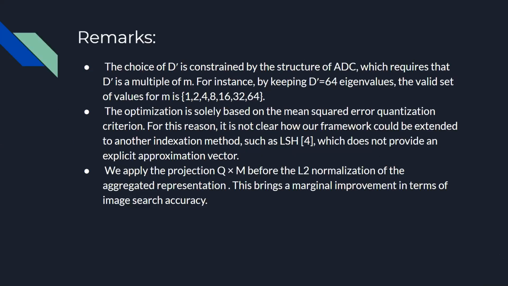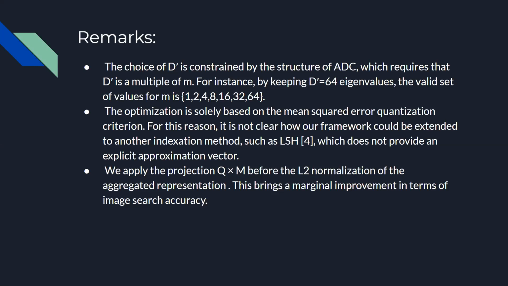So here we come to the remarks. The choice of D' is constrained by the structure of ADC, which requires that D' is a multiple of M. For instance, by keeping D' equal to 64, the set of valid values for M is as follows. The optimization is solely based on the mean squared error quantization criterion. For this reason, it is not clear how our framework could be extended to another indexation method, which does not provide an explicit approximation vector.